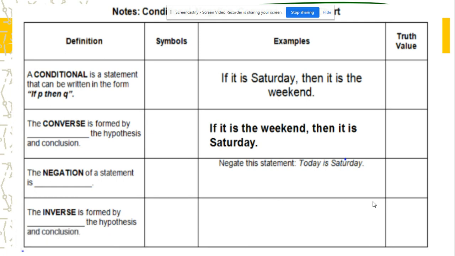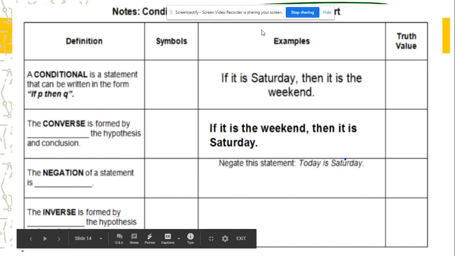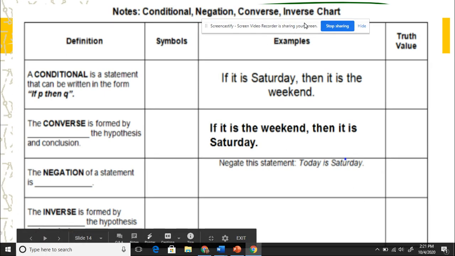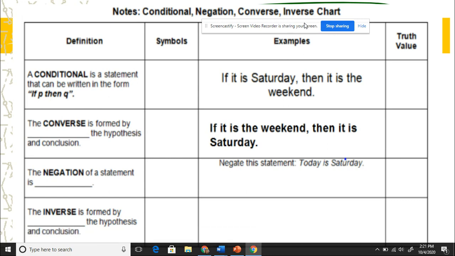So you were given this note sheet in class. And so we are going to work on filling that in together. This is called your conditional, negation, converse, and inverse chart. So definitely more vocab for our word wall.